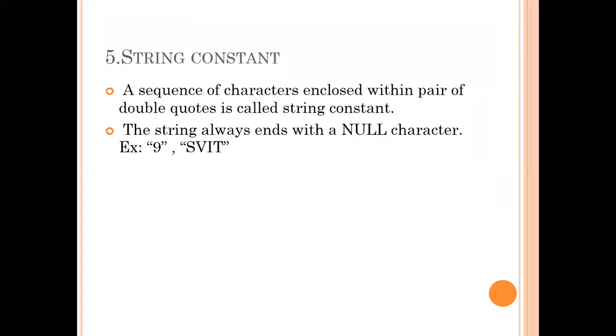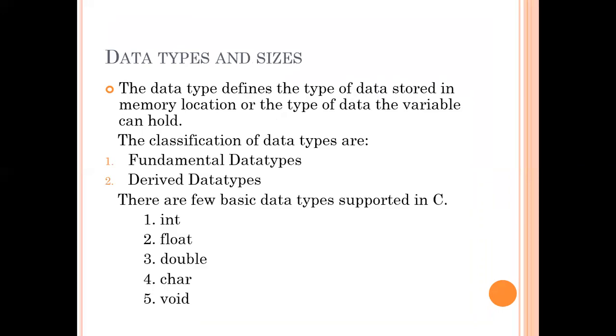String constant: a sequence of characters enclosed within a pair of double quotes. It's called a string constant. A string always ends with a null. Okay, a string always ends with a null. For example, 9 within double quotes, and there must be backslash 0.